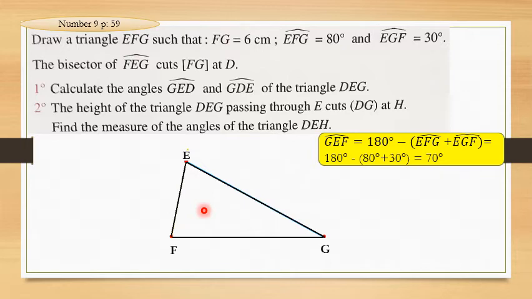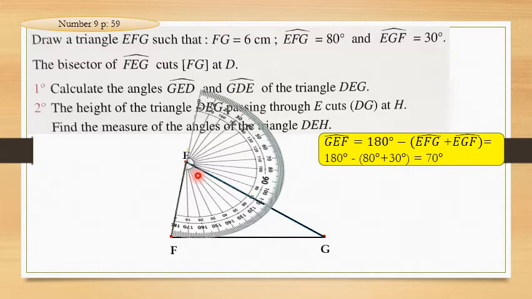I prefer here to find the angle. FEG equals how much? I know that the sum of angles in a triangle is 180, and I know the measure of these two angles. So FEG is 180 minus the measure of the known angles, which are 80 and 30. So 180 minus 110, which is 70 degrees. Now we know that the measure of angle FEG equals 70 degrees.